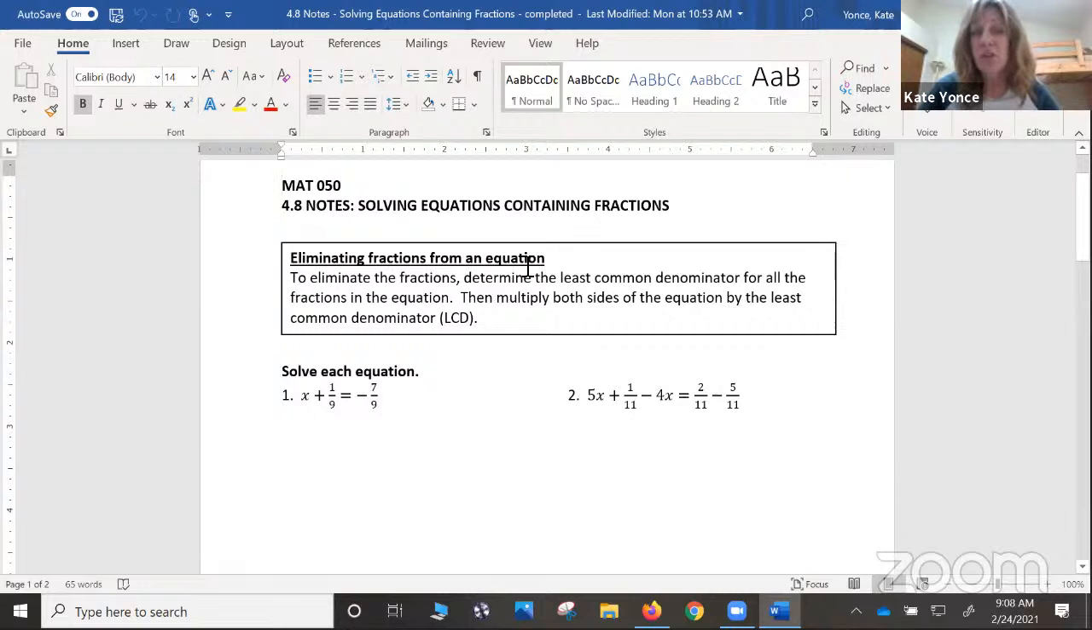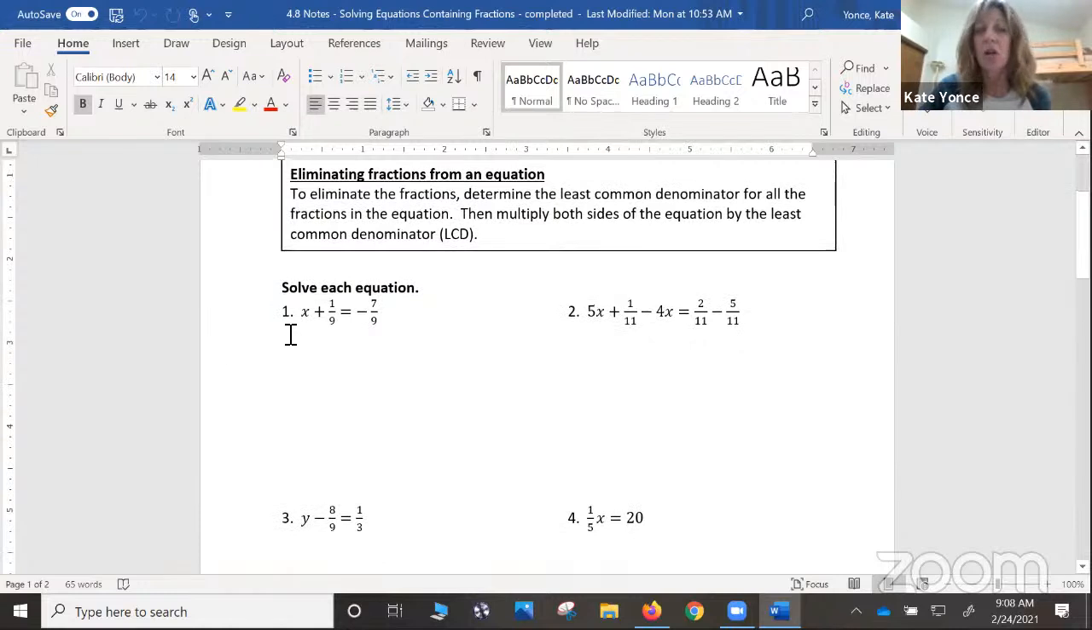So the directions right here say to eliminate fractions, determine the least common denominator for all of the fractions in the equation, then multiply both sides of the equation by that LCD. Okay, so we have two fractions in number one.